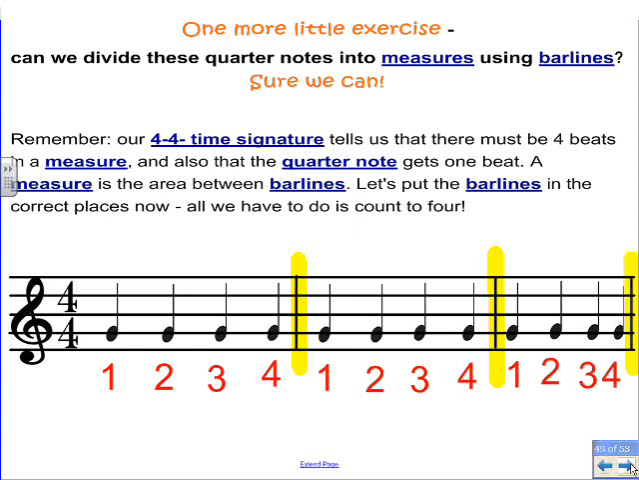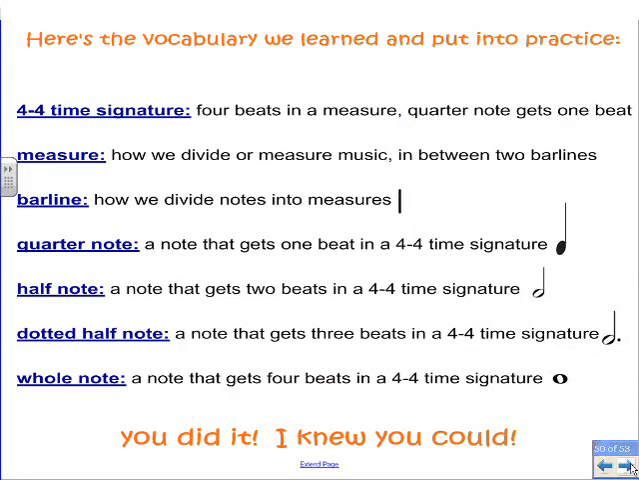Way to go. Here's the vocabulary that we learned and we put into practice. The 4/4 time signature means 4 beats in a measure, and the quarter note gets 1 beat. A measure is how we divide or measure music in between 2 bar lines. A bar line is how we divide notes into measures. And a quarter note is a note that gets 1 beat in a 4/4 time signature. These other 3 vocabulary words, we'll worry about those in our 4/4 part 2 video.